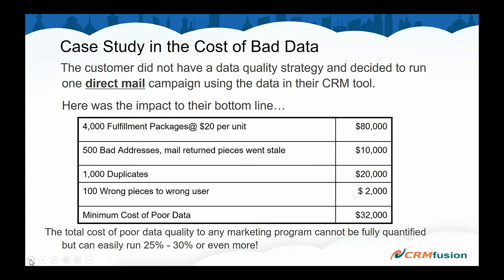100 pieces just go to the wrong person. The person just doesn't exist at that organization anymore, and they get thrown in the garbage, costing him $2,000. On a single $80,000 campaign, $32,000 down the toilet. I mean, it's not unusual. Don't think that this is out of the ballpark. We regularly see 25, 30, 35% and more that just are not being used, and it's simply because of the quality of the data that sits beneath that marketing program.